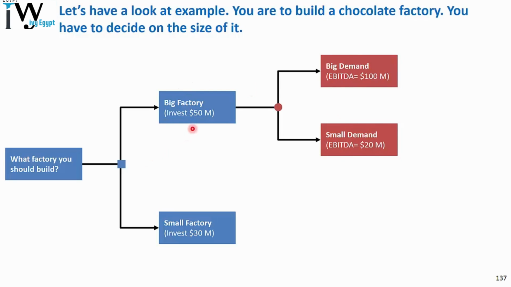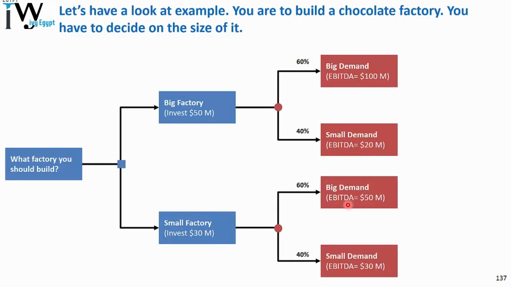In the case of the big factory, if the demand is big, then you will do 100 million EBITDA in 5 years. If small, then just 20. For the small factory, the big demand will cause you to produce just 50 million, whereas the small demand will let you earn 30 million of EBITDA. We also put the probability of each and every scenario. So the big demand is 60% and the small demand is 40%.